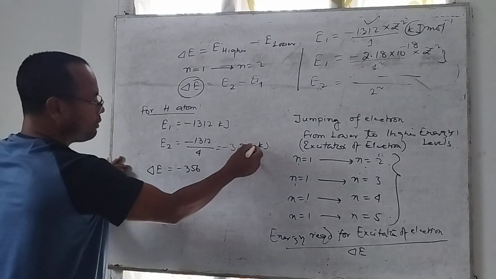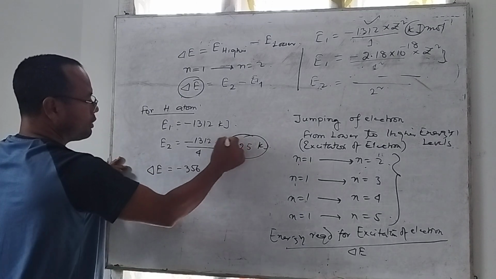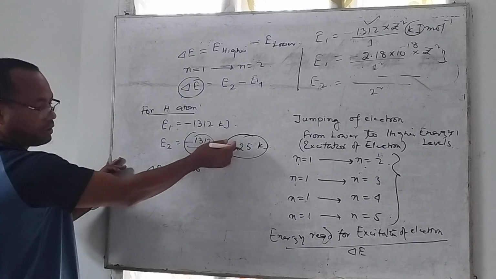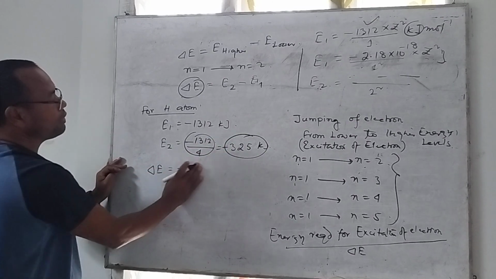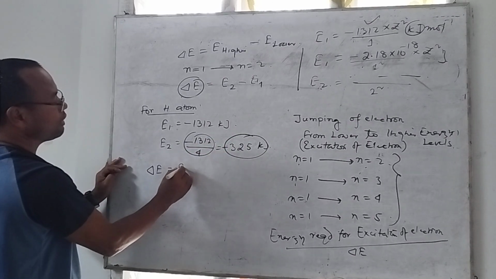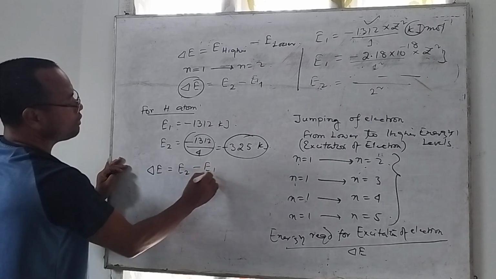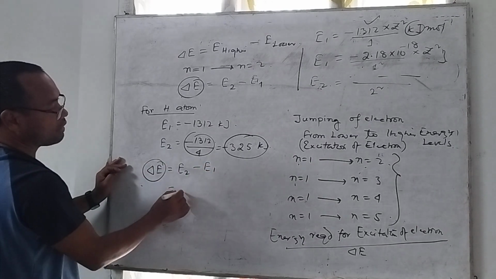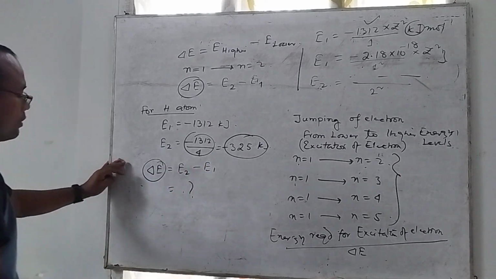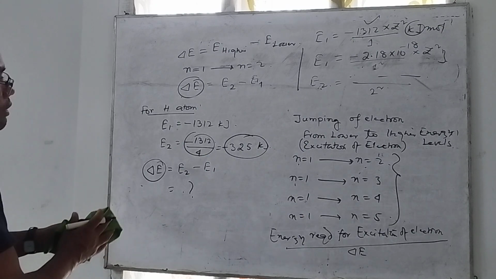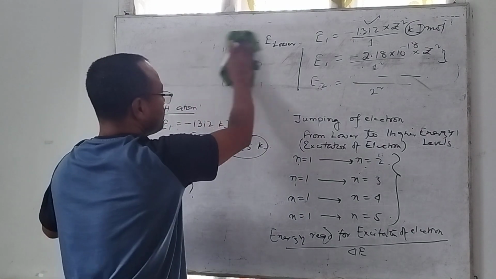Now, when we found this value, you can calculate how much we get. So when we have the value E2 minus E1, we can find this value here, right? In that way we can calculate, right?